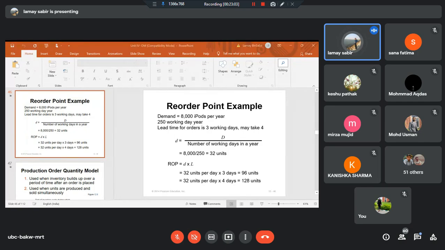I hope you are getting the point. So this is the minimum units we need to maintain, right? This is the number of units that you need to maintain in order to overcome the problem of lead time, so that you would have sufficient stock in your inventory and you can meet your requirement during the lead time. That's the entire calculation of reorder.